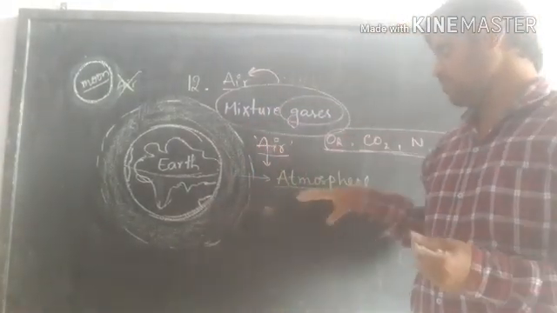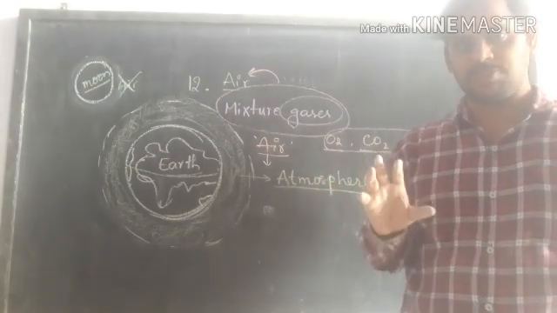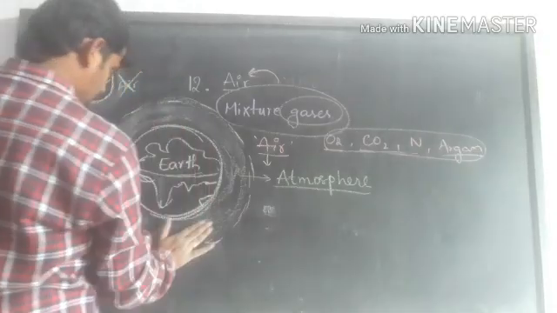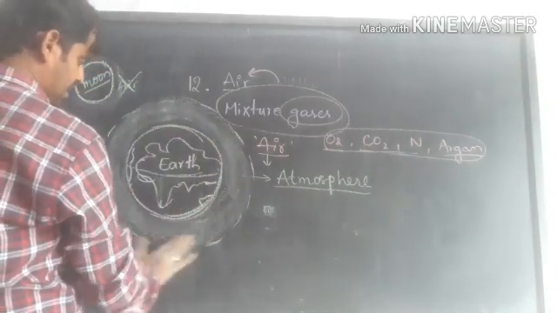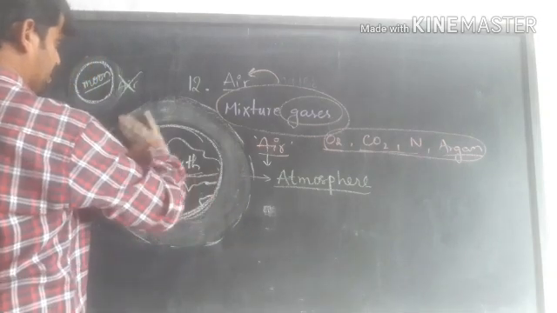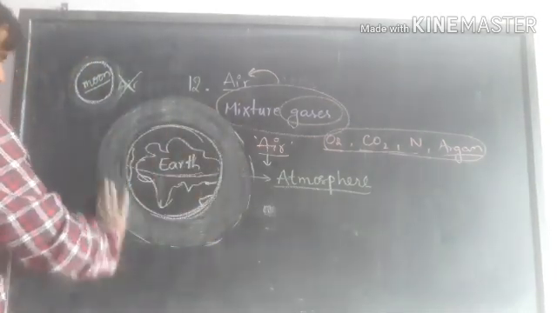Right? Have you understood the word atmosphere? Atmosphere is nothing but a form of air. The air around the earth, covering it like a blanket, is called the atmosphere.